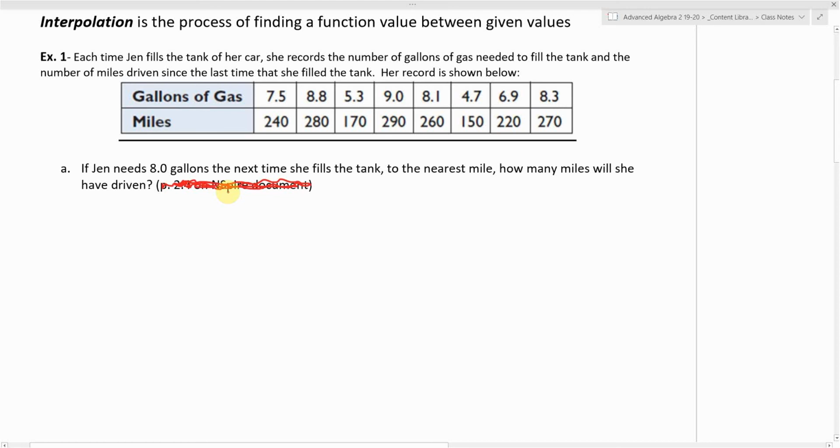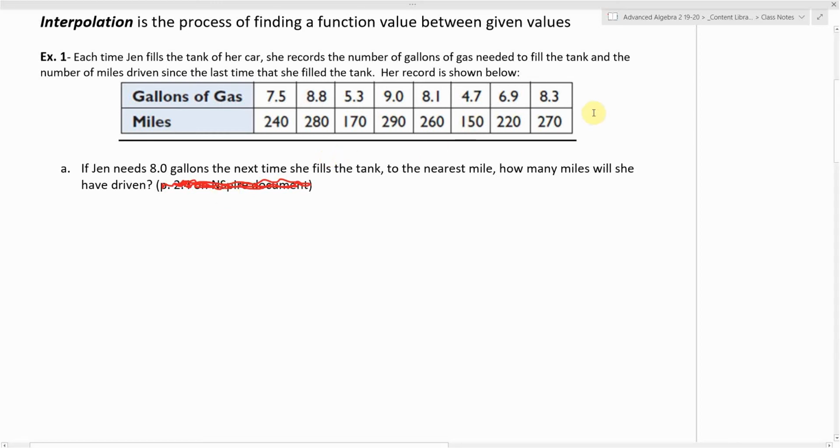So we want to find out how many miles she'll have driven if it took her 8 gallons. That's our goal. Well, what we need then is a function that we can plug 8 gallons into that will spit out a predicted number of miles driven. And that's exactly what we were developing in the last couple of sections, is this ability to find a regression model to represent given data sets.